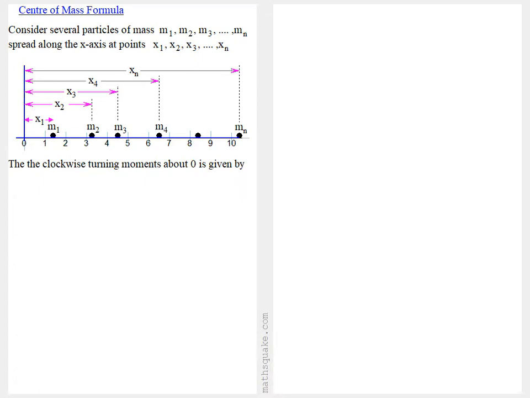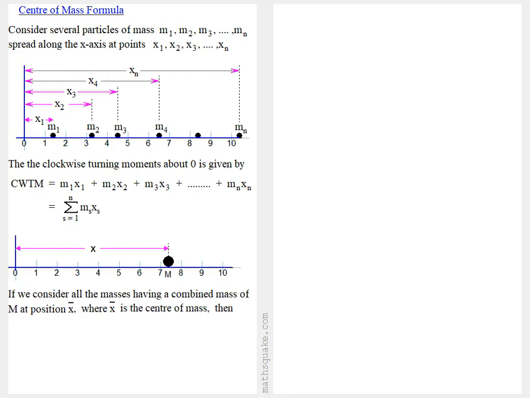Then the clockwise turning moments about O, the origin, are given by m1 x1 plus m2 x2 plus m3 x3 and so on up to mn times xn. Now this can be written as sigma, that is the sum from s equals 1 to n of ms times xs. Now, if we consider all the masses having a combined mass of capital M at position x bar, where x bar is the original centre of mass, then the clockwise turning moments would be capital M x bar.